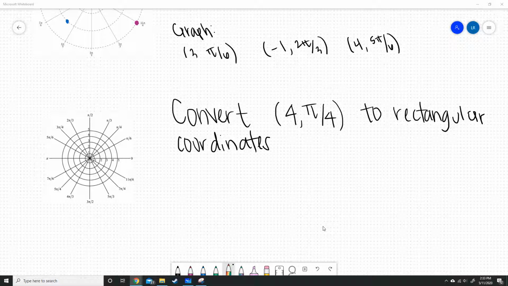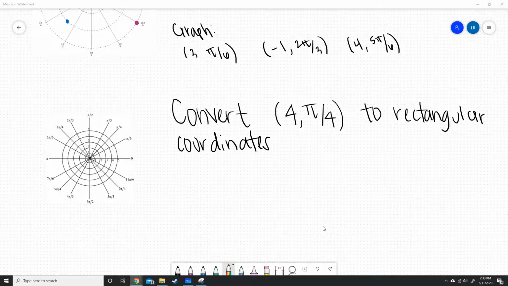Okay, this is going to be episode 3 in our polar coordinates mini-series. In this video, we are going to focus on converting from polar to rectangular and then rectangular to polar coordinates. So let's start with this question here. We want to convert the point (4, pi over 4) to rectangular coordinates.